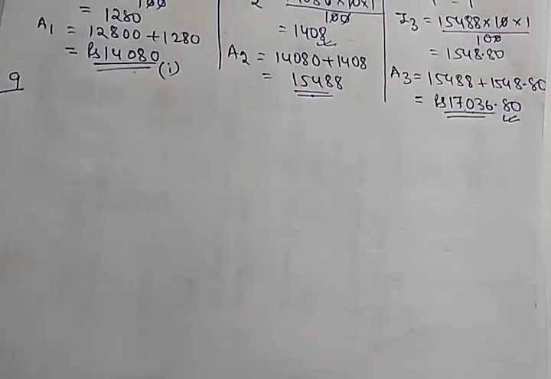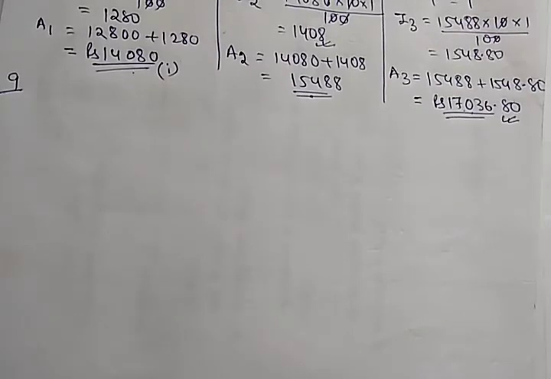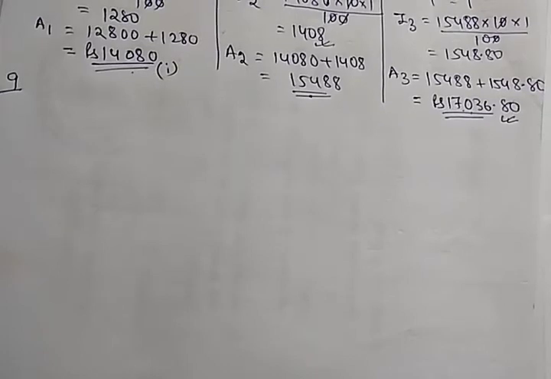Question number 9. The cost of a machine depreciated by rupees 4,000 during the first year and by rupees 3,600 during the second year. Calculate the rate of depreciation, the original cost and the cost at the end of the third year. So here, see what is given. The depreciation amount is given, that is 4,000 it is depreciated in the first year and 3,600 is depreciated in the second year.